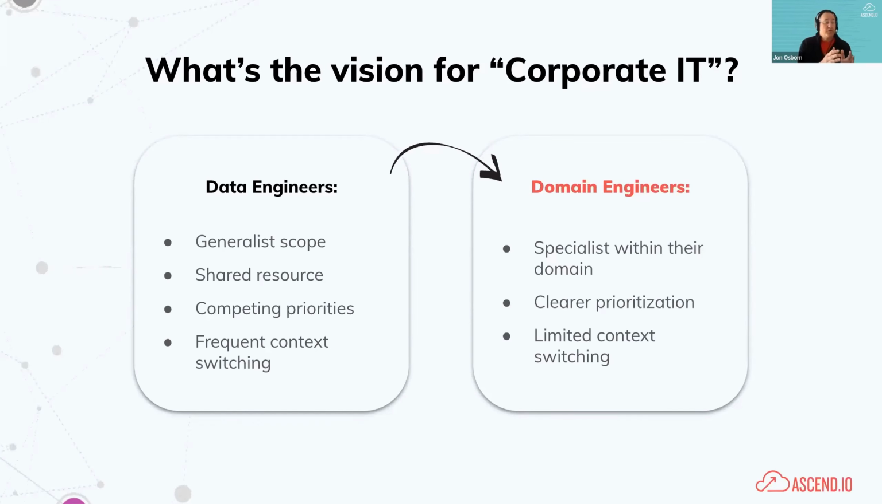So if in the monolithic model, data engineers are a shared resource, and because they're shared, they're maybe in a corporate IT or a central IT function, excuse me, and I move everybody to be a domain engineer, what happened to my central IT function? Where is it? What am I doing with it? And what's the purpose of central IT?